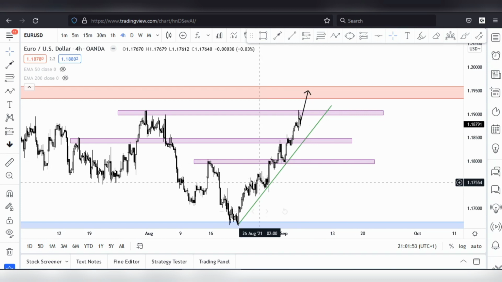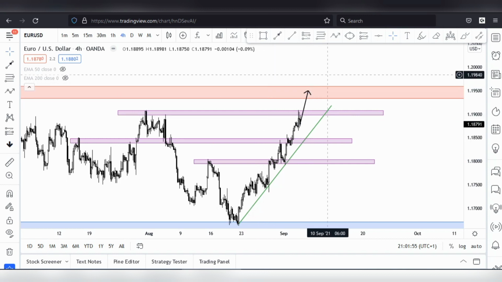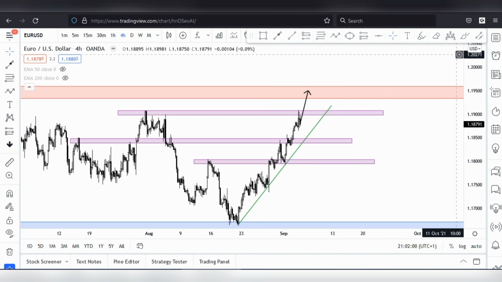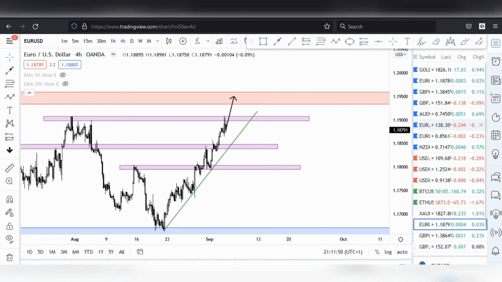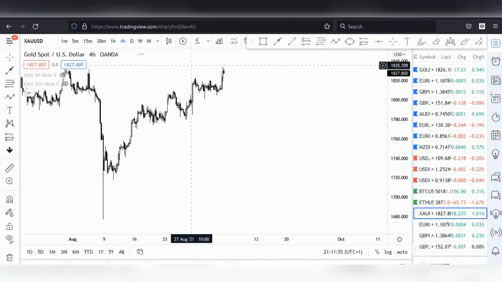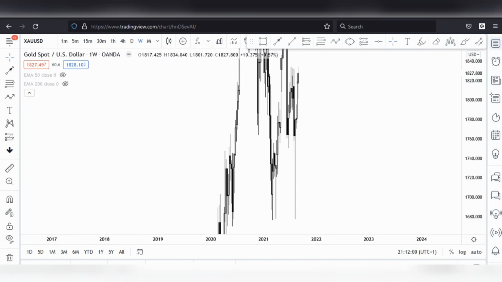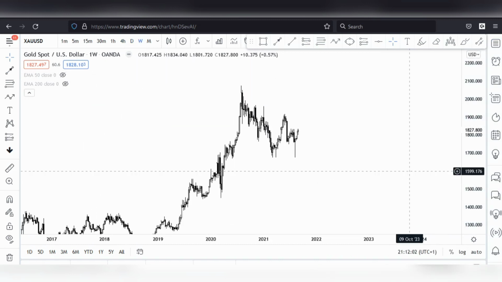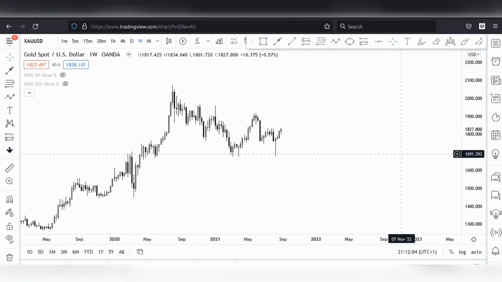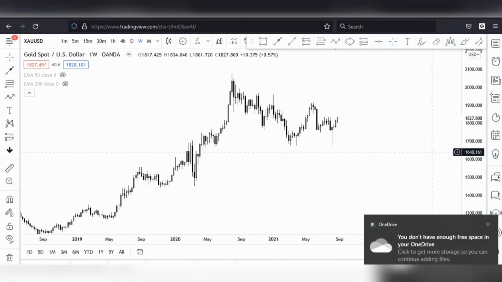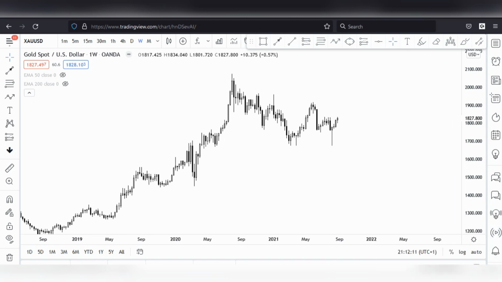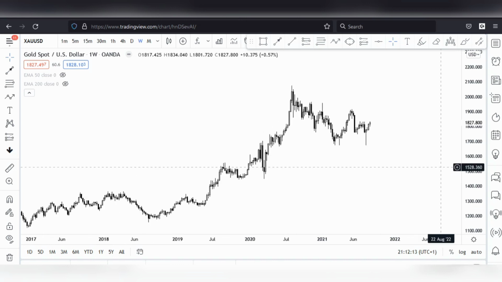And next we'll be moving to our last pair for today, which is gold. Right, so our next analysis will be gold. So again, we'll go through gold from the weekly time frame. So again, we're going to identify our trends and plot some important areas that we'll be looking out for.